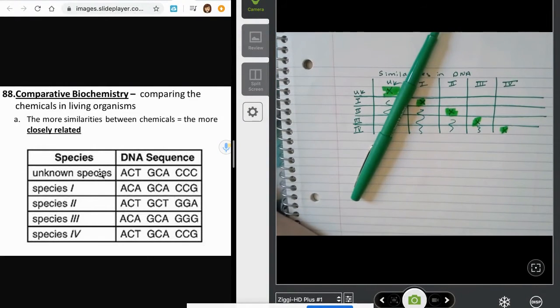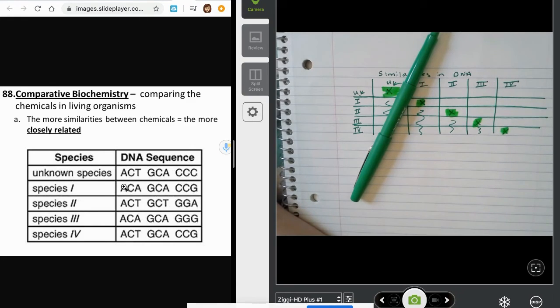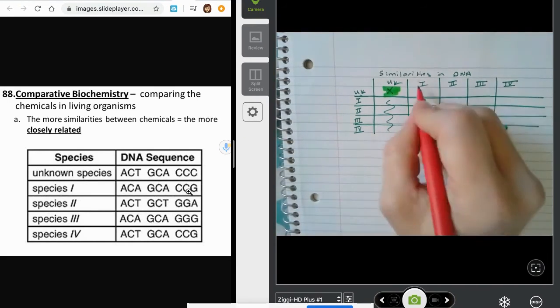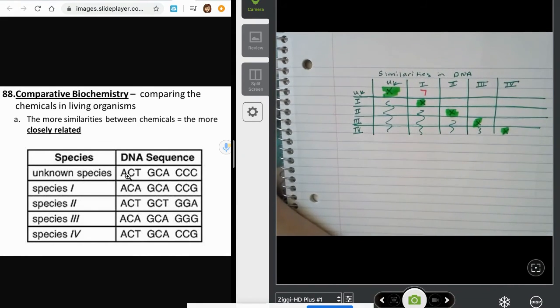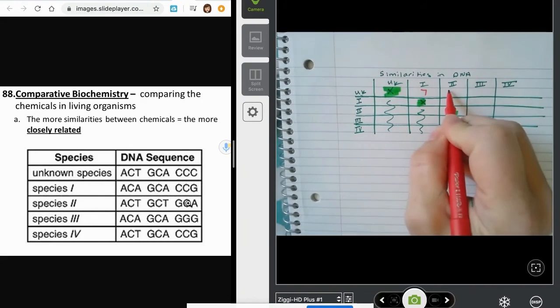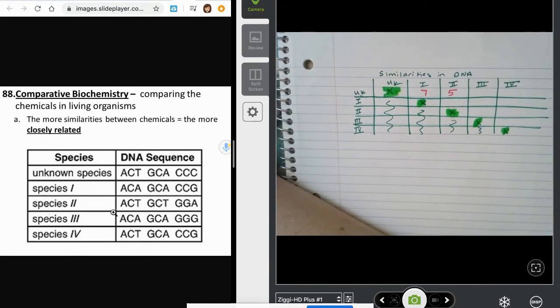Over here, I'm on unknown species and species 1. I'm simply going to count, of these 9 amino acids, how many of them are the same. 1, 2, 3, 4, 5, 6, 7. I record the number 7. Now I'm going to compare unknown to species 2. 1, 2, 3, 4, 5. 5. All right, now unknown to species 3. I'm mentally blocking these two middle boxes out. 1, 2, 3, 4. 4.